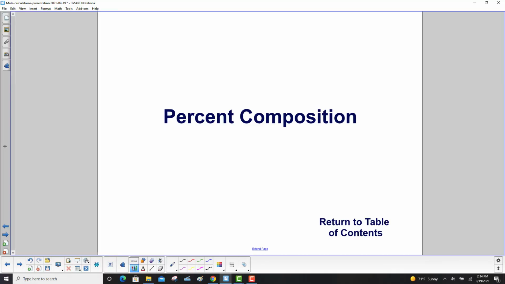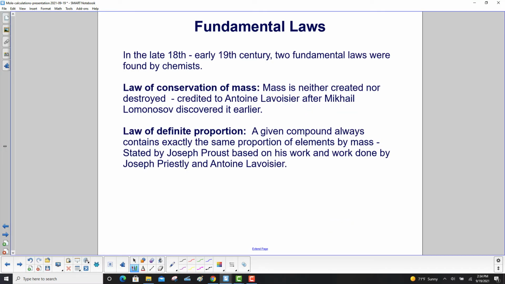Percent composition. In the late 18th, early 19th century, two fundamental laws were found by chemists. First is the law of conservation of mass: mass is neither created nor destroyed, credited to Antoine Lavoisier after Mikhail Lomonosov discovered it earlier. The law of definite proportion: a given compound always contains exactly the same proportion of elements by mass. That was stated by Joseph Proust based on his work and work done by Joseph Priestley and Antoine Lavoisier.